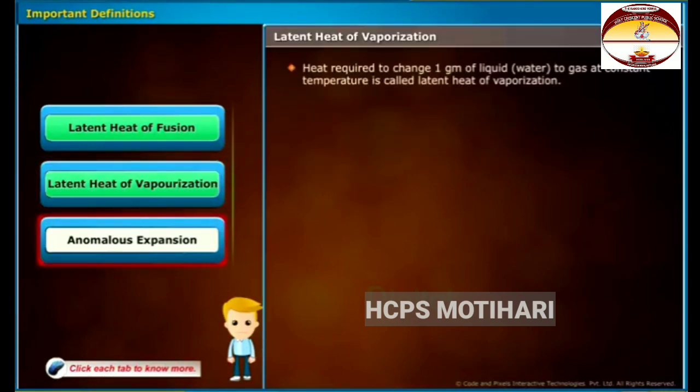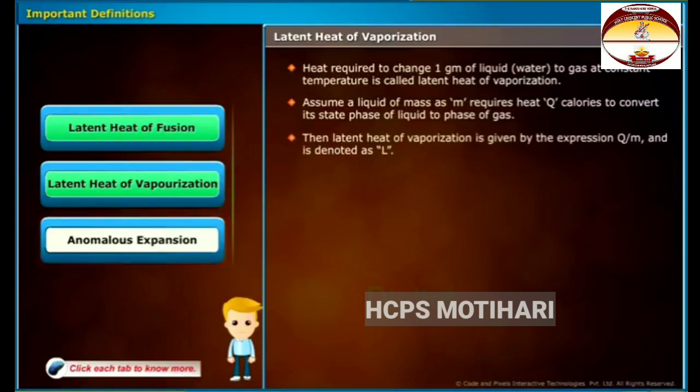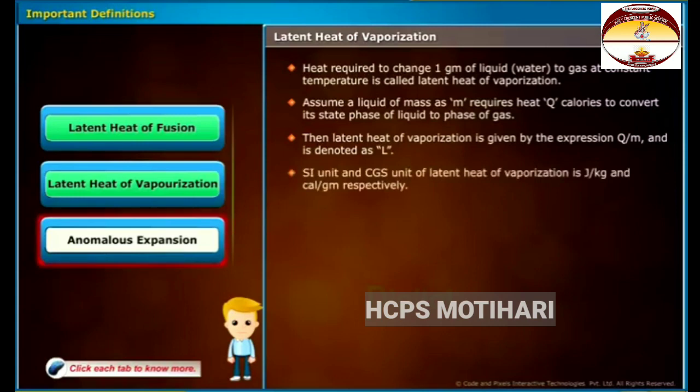Heat required to change 1 gram of liquid, that is water, to gas at constant temperature is called latent heat of vaporization. Assume a liquid of mass m requires heat Q calories to convert its state from the liquid phase to the gas phase. Then latent heat of vaporization is given by the expression Q by m and is denoted as L. The SI unit and CGS unit of latent heat of vaporization are Joule per kilogram and calorie per gram respectively.